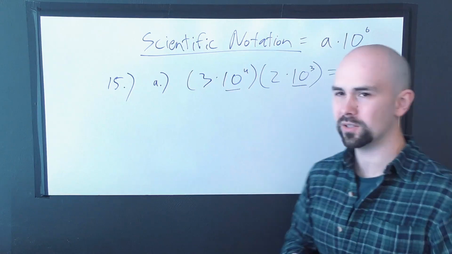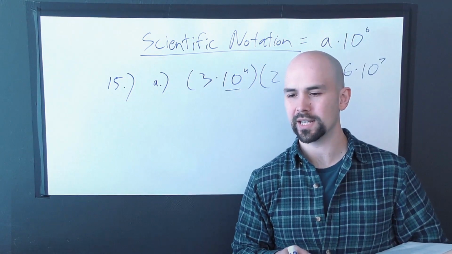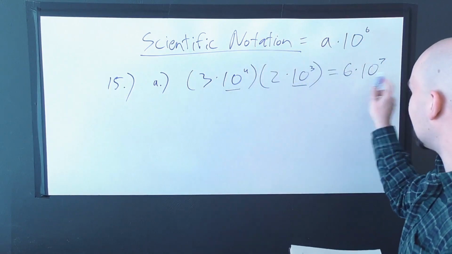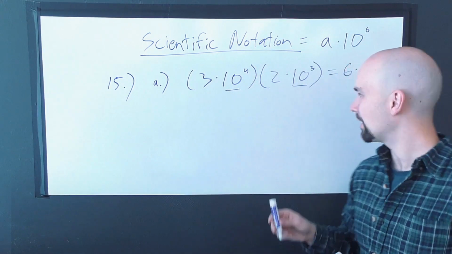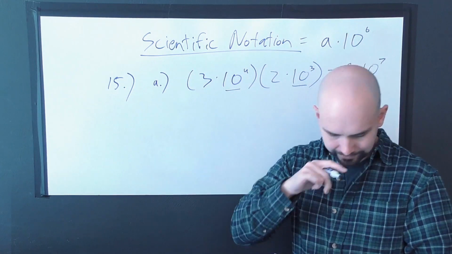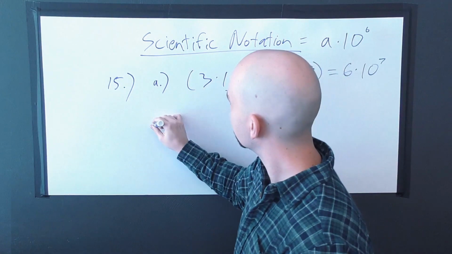Now, always when you do these and you have to have a scientific notation answer, always look at your problem at the end and ask yourself, is it in scientific notation? Is this in scientific notation? Yes, I don't have to change anything. Let's take another one, though, where you would. I'll take F, the trickiest one.